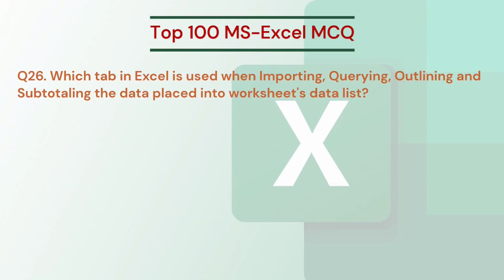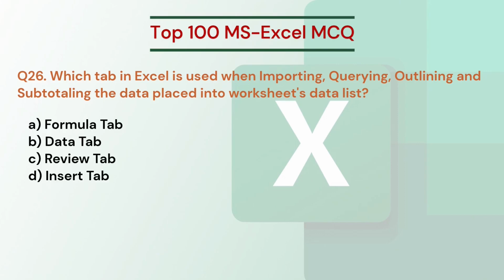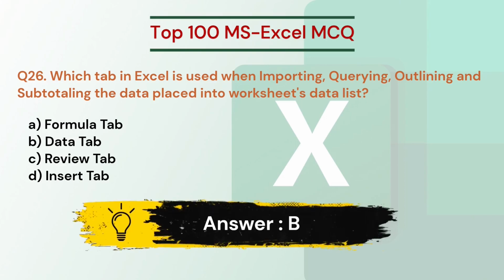Which tab in Excel is used when importing, querying, outlining, and subtotaling the data placed into a worksheet's data list? A. Formula tab. B. Data tab. C. Review tab. D. Insert tab. Correct answer is B. Data tab.